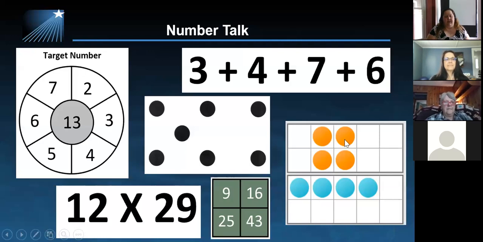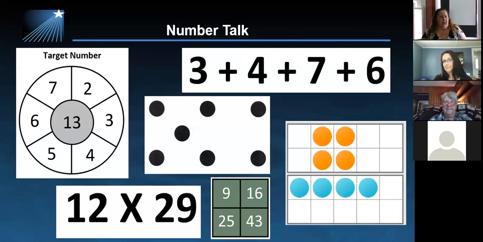This is the same thing for this set over here. These are 10 frames, and they're just different representations for the number 4. So you might share with students and ask them how they saw that. And then this number talk here at the bottom is a "which one doesn't belong." And that's actually a strategy that we're going to look at in the next 2 days. And we'll talk more about that strategy when that comes up.